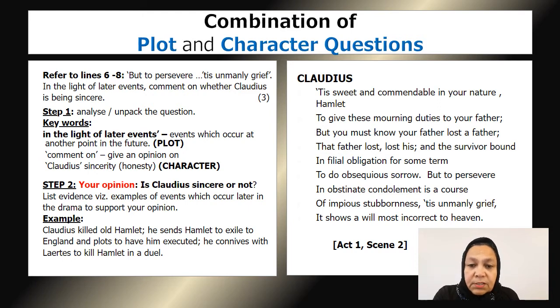So the instruction is: in the light of later events, comment on whether Claudius is being sincere. So your first step is to analyze and unpack the question. And so we look at the key points, or key words, also. We looked at "in the light of later events." What does that mean? It's events which occur at another point in the future. So that's a plot question, or an aspect of plot that we now have to include in our answer. "Comment on" means that you have to give an opinion. So that is your instruction.